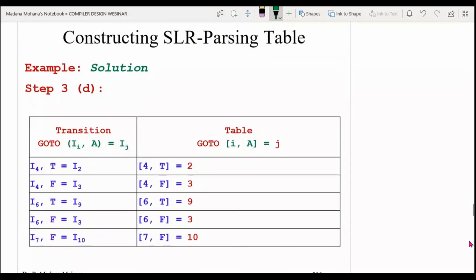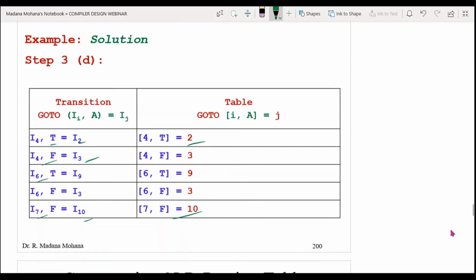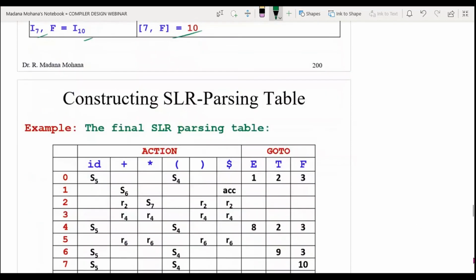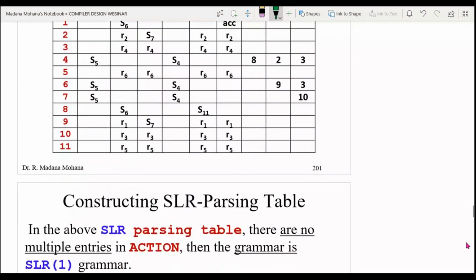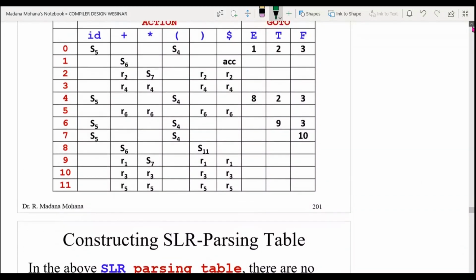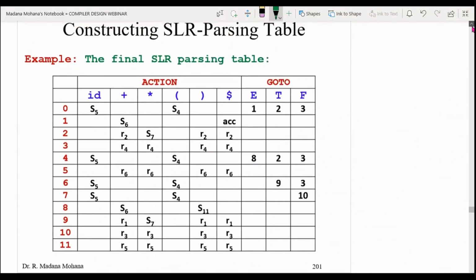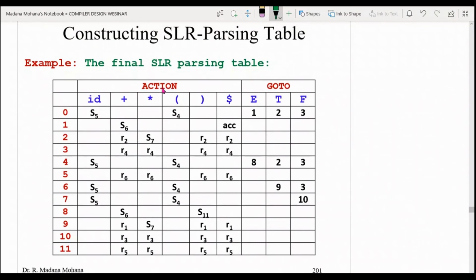Like for all variable combinations, go to function. Then I4 on T, I2. Then I4 on F, I3. And so on, I7 on F, I10. Now you can see after finding all the action and go to values, you can construct the table by entering those values. This is the structure of the SLR parsing table.